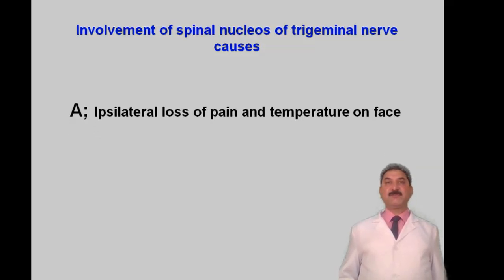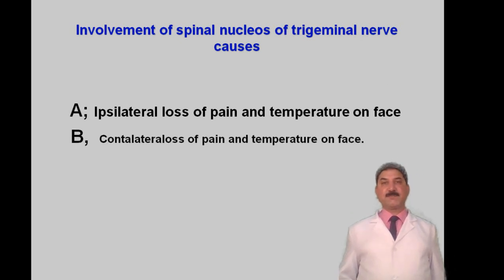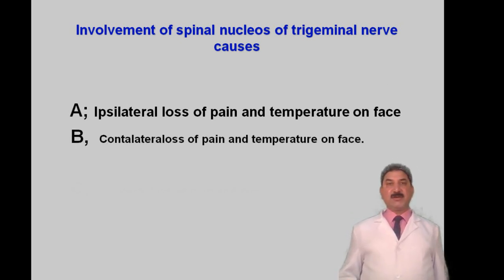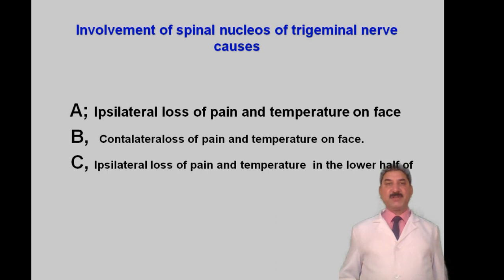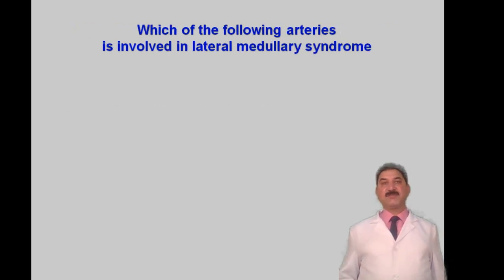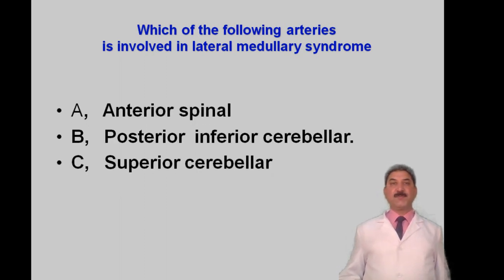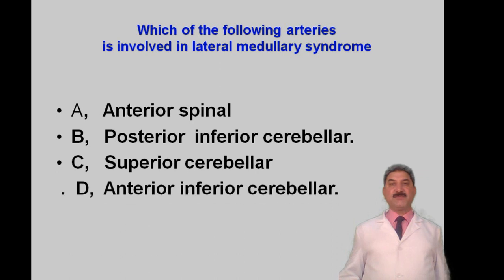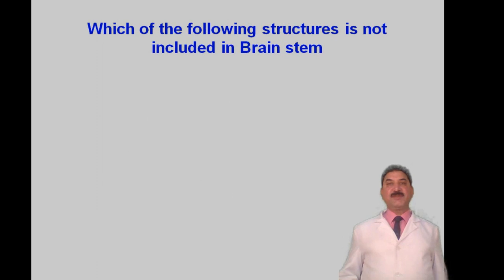Involvement of the spinal nucleus of the trigeminal nerve causes: ipsilateral loss of pain and temperature on the face, contralateral loss of pain and temperature on the face, ipsilateral loss of pain and temperature in the lower half of the face, or contralateral loss of pain and temperature in the lower half of the face. So A is the correct option. It causes ipsilateral loss of pain and temperature on the face. Which of the following arteries is involved in lateral medullary syndrome? Anterior spinal, posterior inferior cerebellar, superior cerebellar, anterior inferior cerebellar. So the posterior inferior cerebellar artery is involved in lateral medullary syndrome.